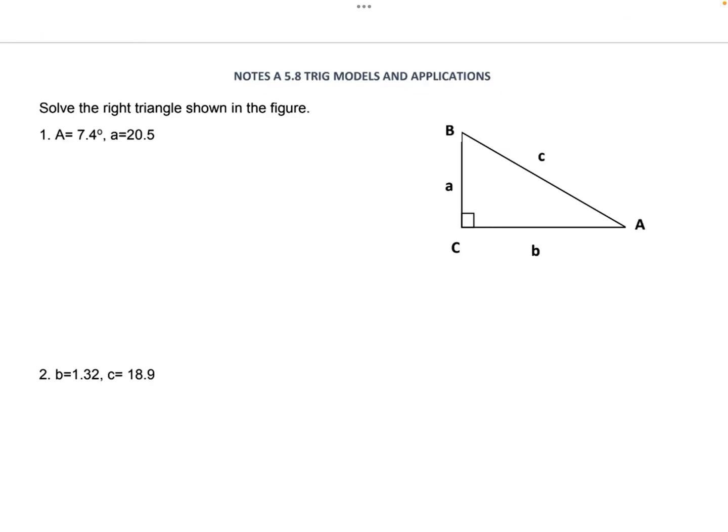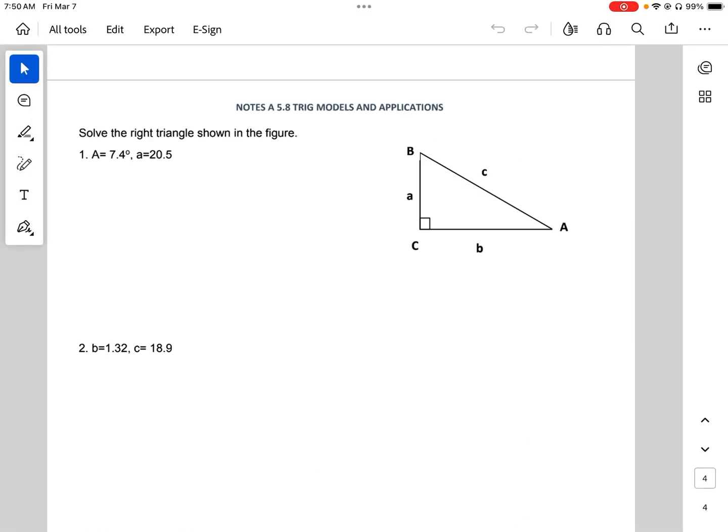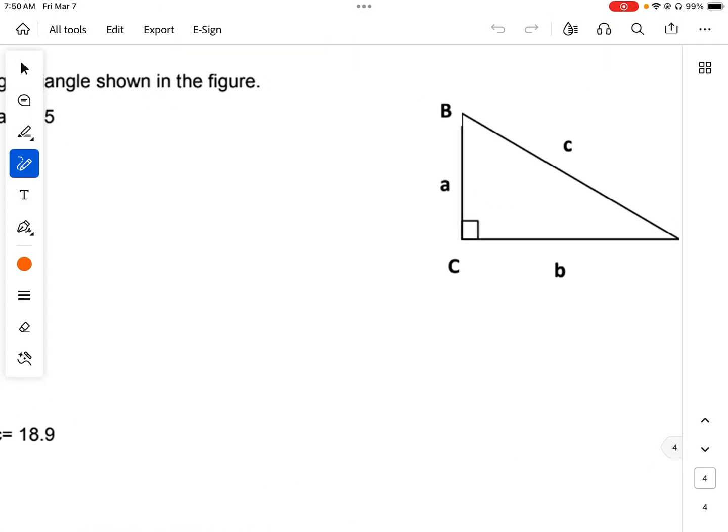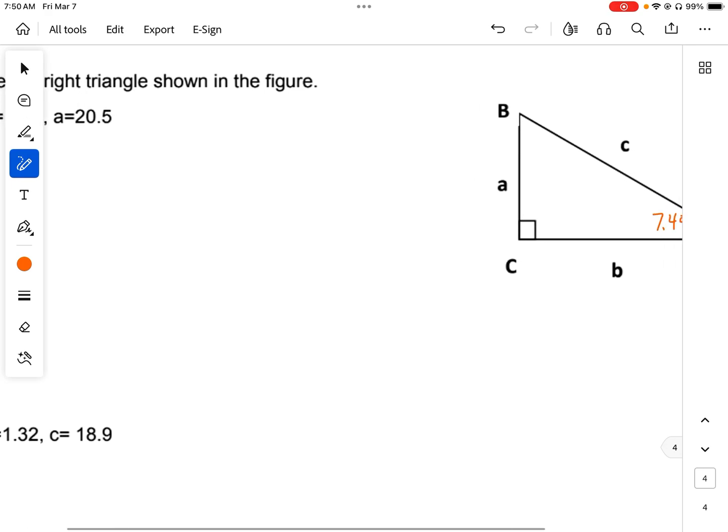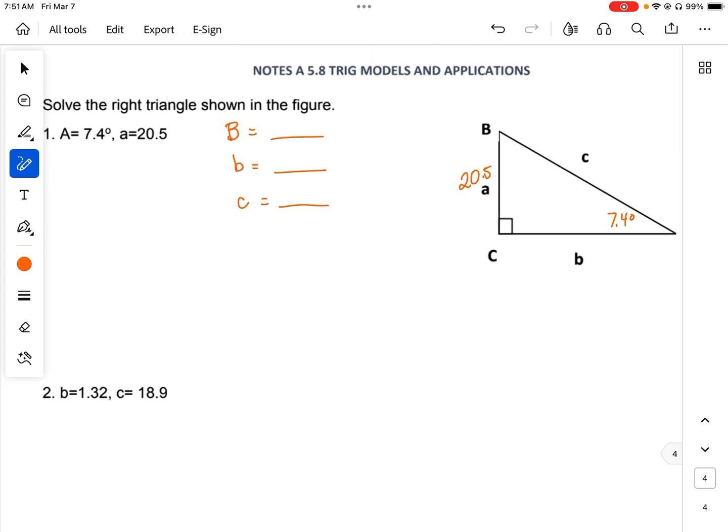All right, A is 7.4 degrees. Let me turn my pen on here. Okay, 7.4 degrees. And then we have little a, which is the side, is 20.5. And we need to find big B, which is an angle. We need to find little b, which is a side, and little c, which is a side.